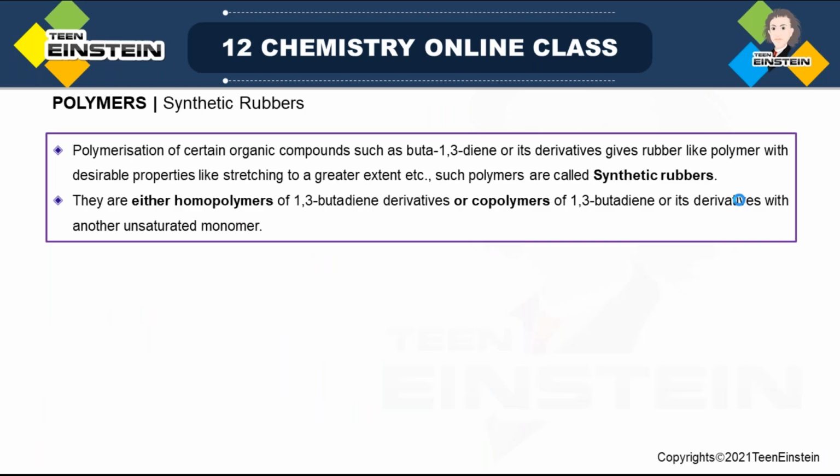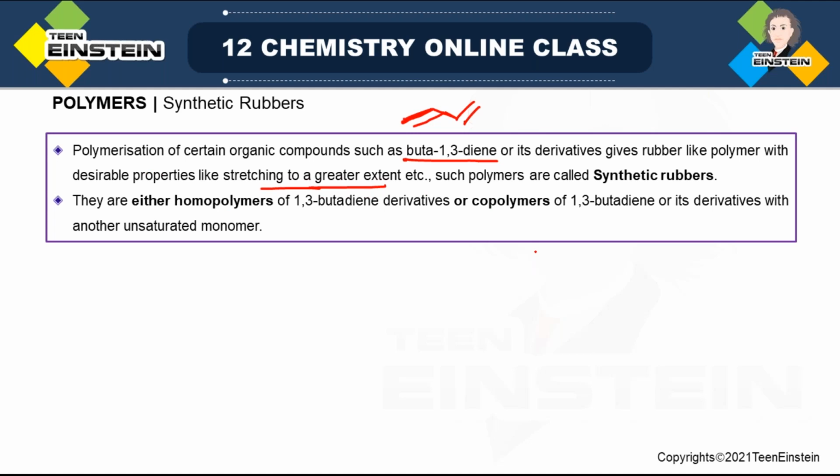Once we know natural rubber and its modification, the next topic is synthetic rubber. It is made by polymerization of certain organic compounds. Which compounds? Buta-1,3-diene or 1,3-butadiene. This is the structure: 4 carbon chain, 1 position double bond, 3 position double bond. This is the structure of buta-1,3-diene. Or you can take some of its derivatives. Suppose in any position of carbon there are some groups present, that will be a derivative. So either buta-1,3-diene or its derivative will give us a rubber-like polymer, with desirable properties like stretching to a greater extent, which we cannot do with natural rubber.